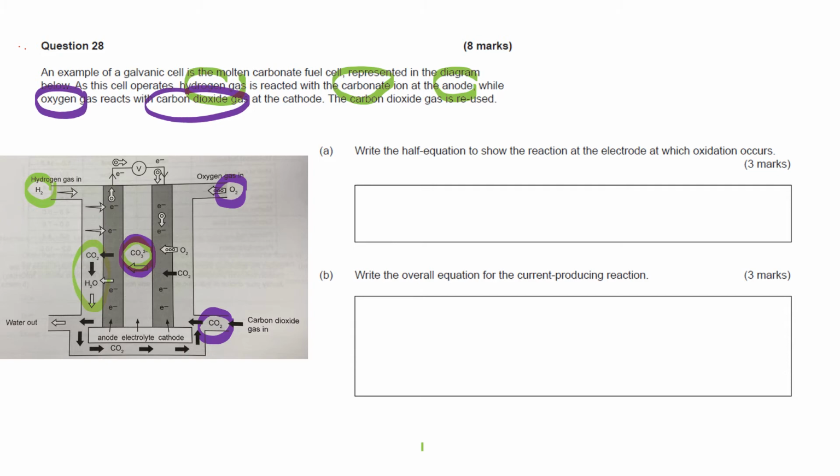Okay, so the question says, write the half equation to show the reaction at the electrode in which oxidation occurs. Now, oxidation always occurs at the anode of an electrochemical cell. So for this one, we need to do the anode reaction. From the question, we know that it's hydrogen gas reacting with carbonate ions, and it's producing CO2 and water as our two products. So we need to balance this equation for 3 marks.